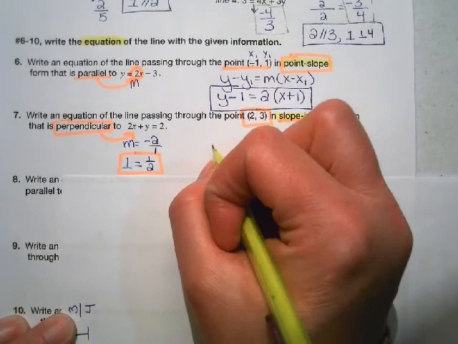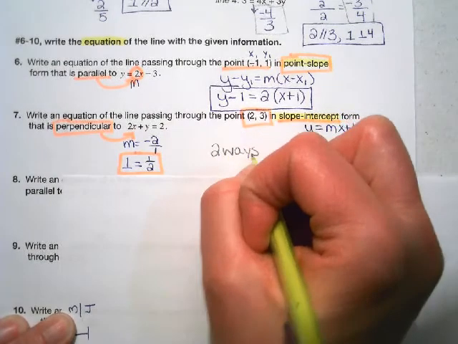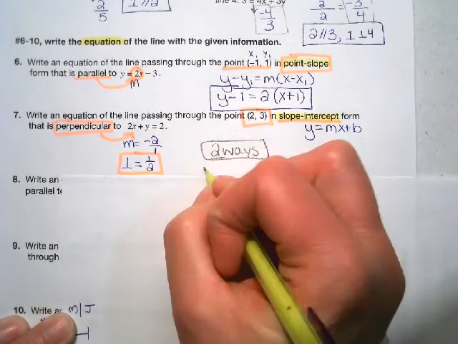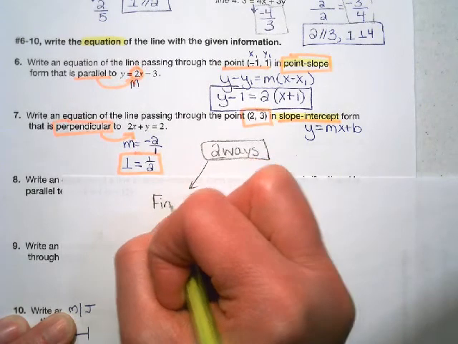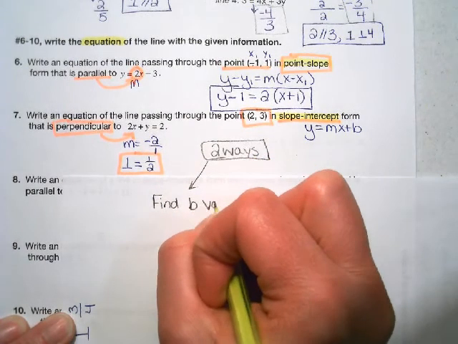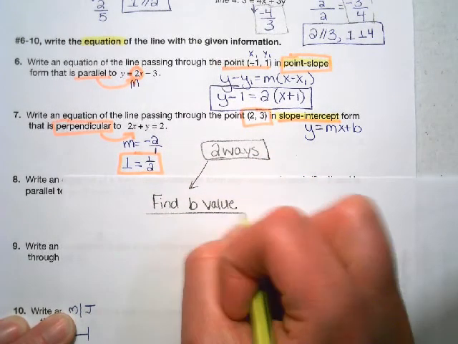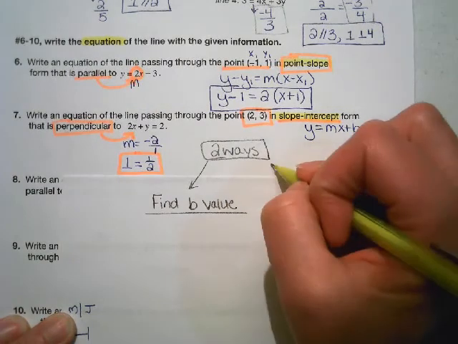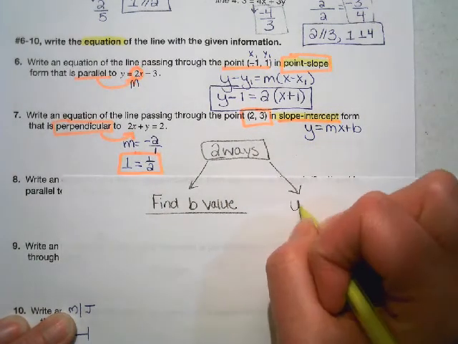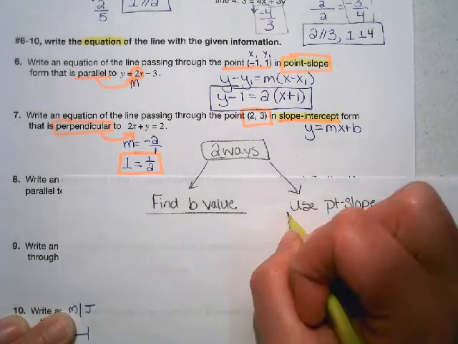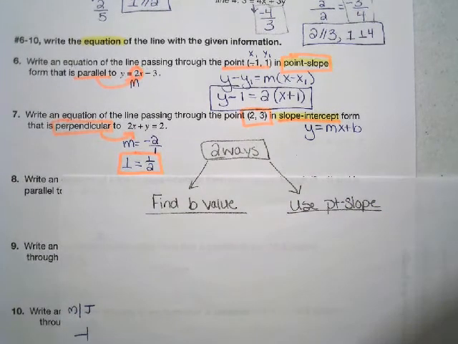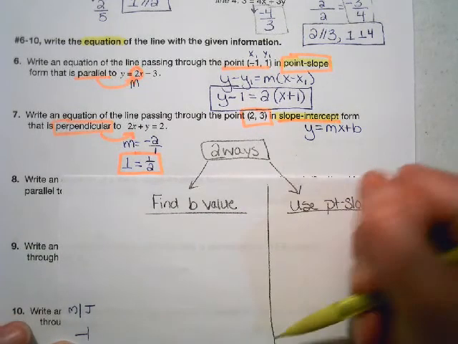Now, if you remember from algebra class, there are 2 ways to do this. So I'm going to show you both ways, and you're going to have to pick, okay? So I'm going to say 2 ways. Method 1 is to find the b value. That's method 1. Method 2 is to use point slope.